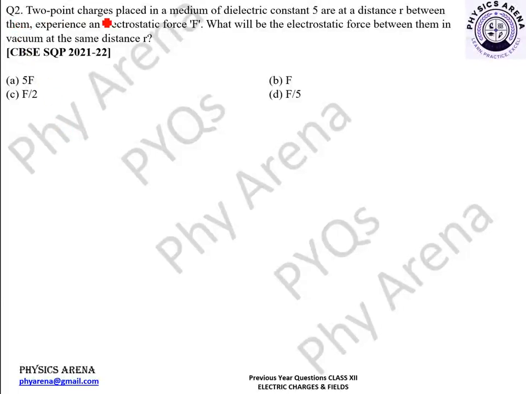Question 2. Two point charges placed in a medium of dielectric constant 5 are at a distance r between them. They experience a force capital F. What will be the electrostatic force between them in vacuum at the same distance? So we have two charges, Q1 and Q2, separated by a distance r, and placed in a medium that has dielectric constant 5. Let F be the force between them.